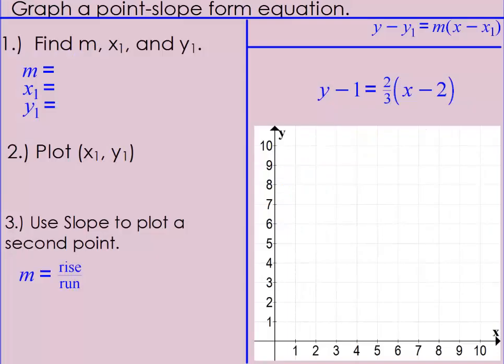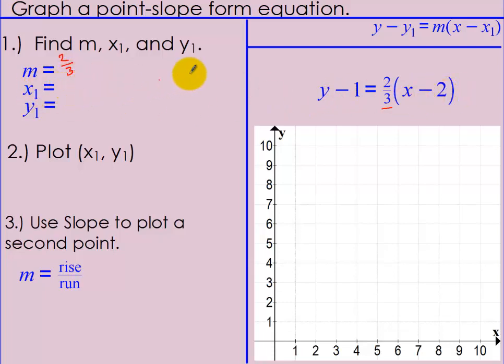All right, so let's graph a line from an equation in point-slope form. Here's my example right here, and I see it as 3 steps. The first step is to find the m, x sub 1, and y sub 1. Looking at my equation, my m is going to be 2/3, and then your x sub 1 and y sub 1. Notice your x sub 1 says -2.